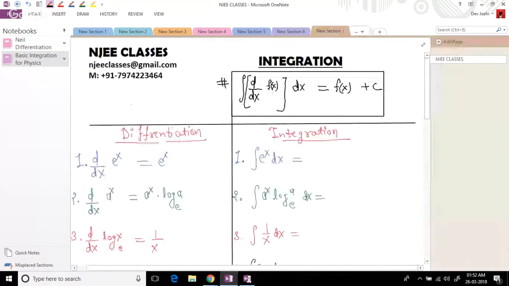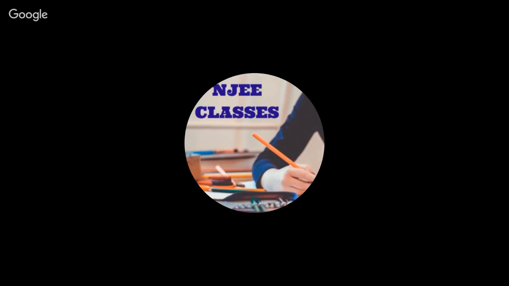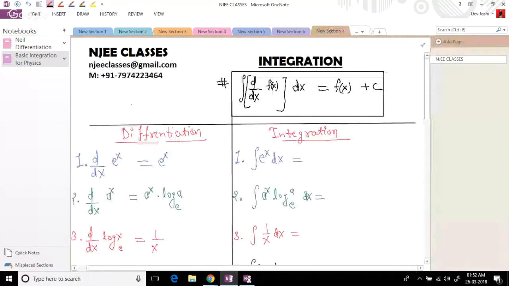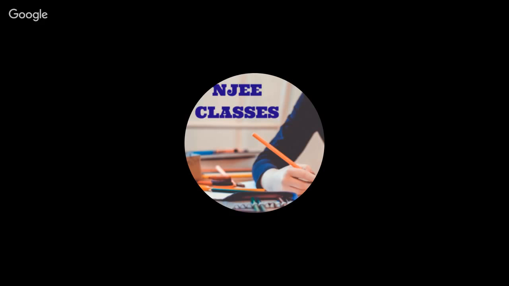Next, we will define basic formulas on the basis of the property that the integration of the differentiation of a function with respect to x is equal to the function f(x) itself plus a constant term c. So on the basis of this, I'm going to define certain sets of formulas that you have to remember directly.